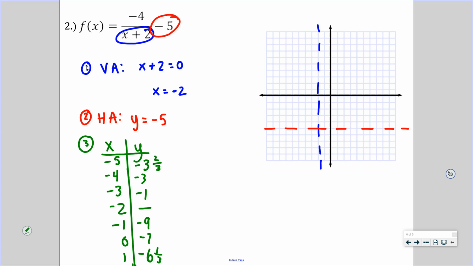Wait, -3 2/3? I got 6. Whoa, because you gotta go down more. Got it. Everybody pick one of those and try it in your calculator. Make sure you know how to type it in.